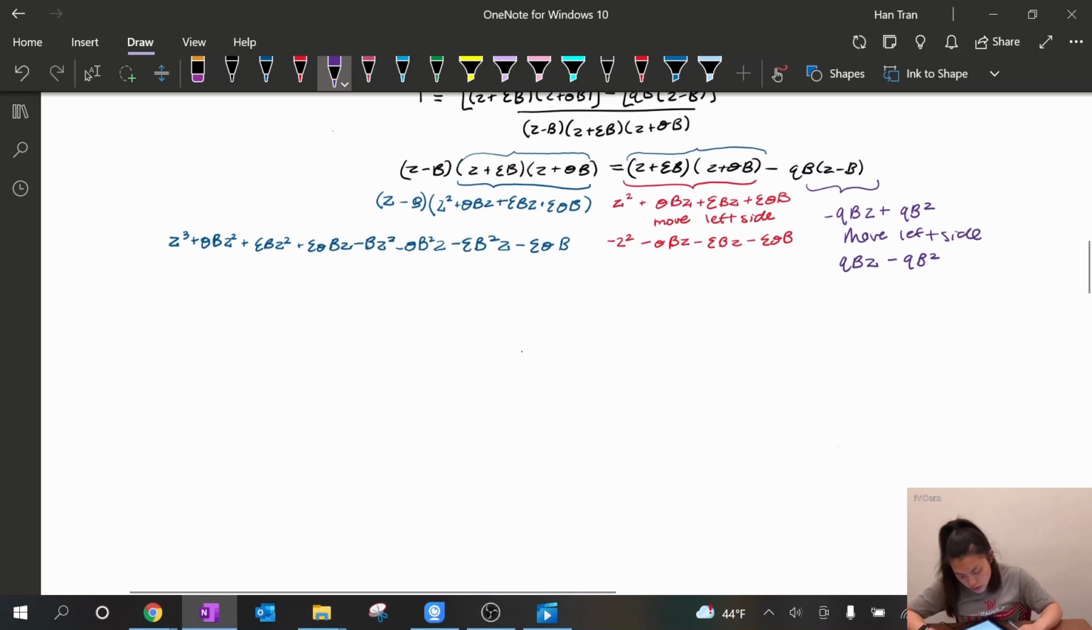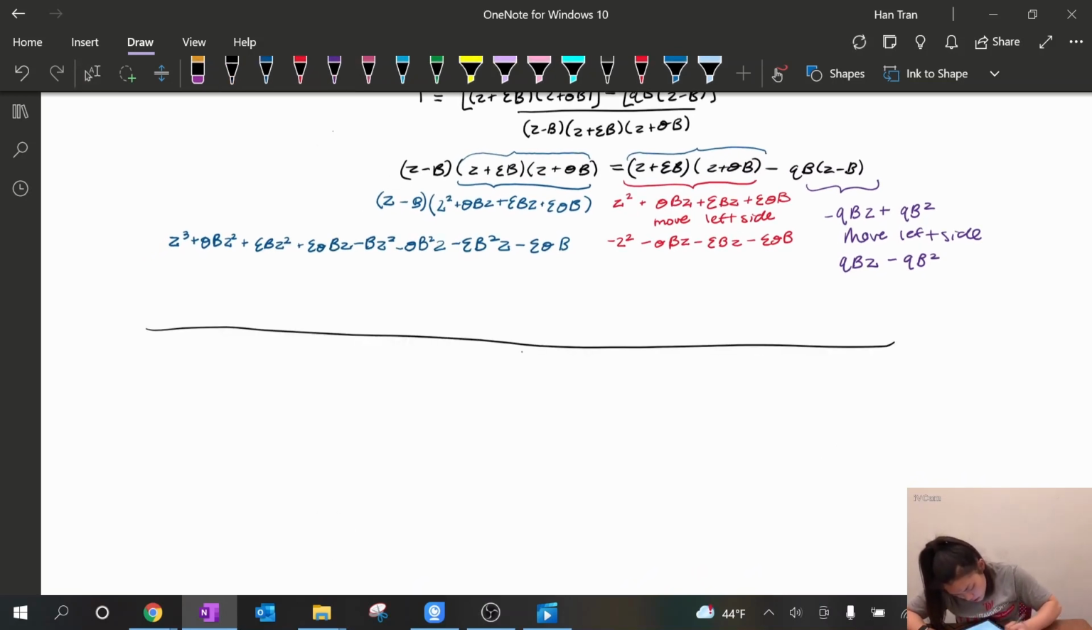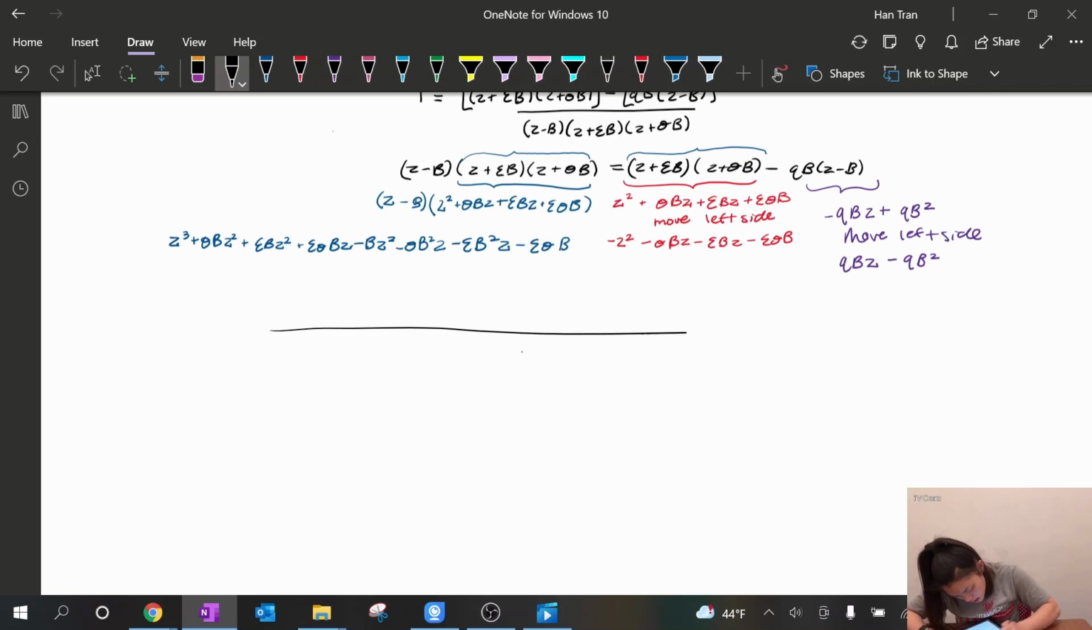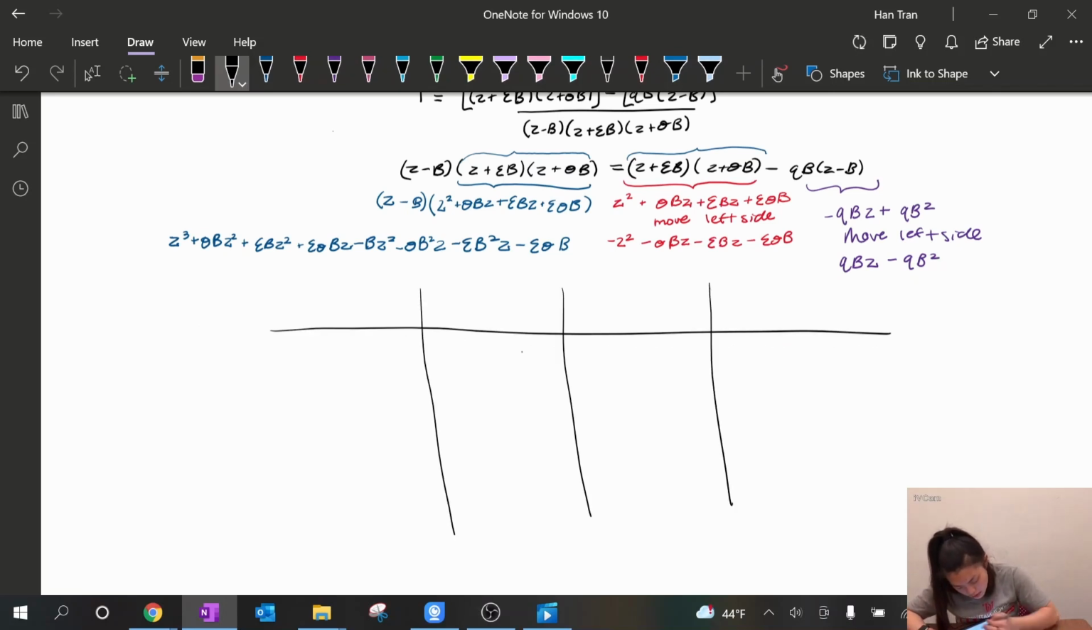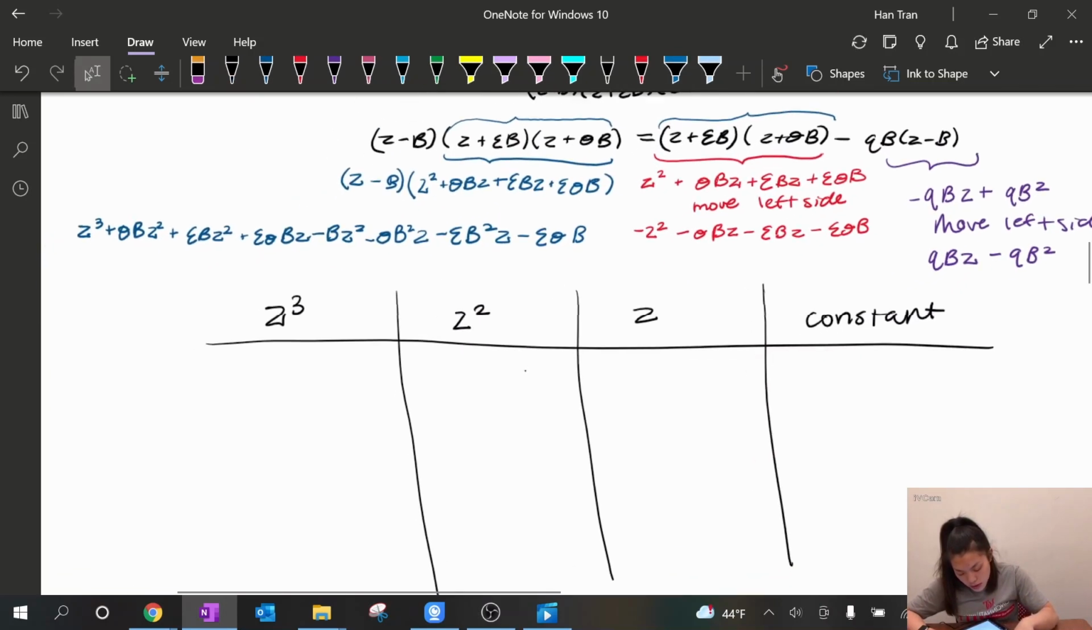Now what we're going to do is create a chart to help us organize all of these terms because there are quite a lot of them. So we're going to have compressibility factor z terms cubed, compressibility factor z squared terms, compressibility factor z terms, and then we're going to have constants. So we're going to go through and highlight them so that we can see where everything is.